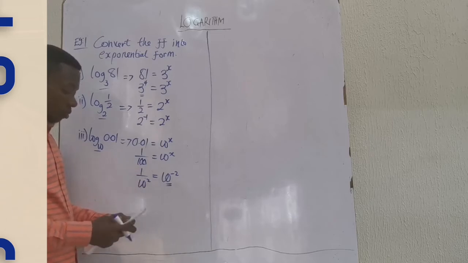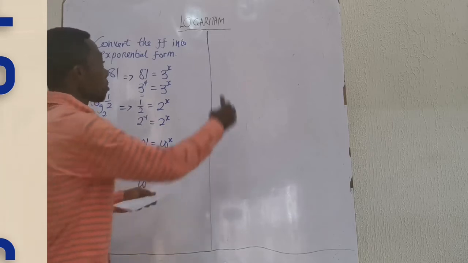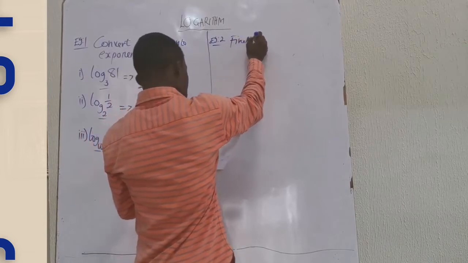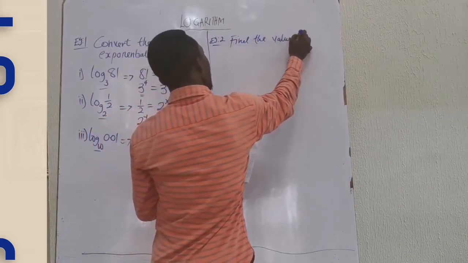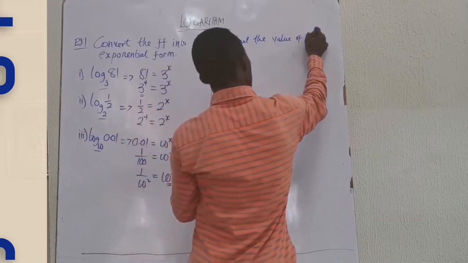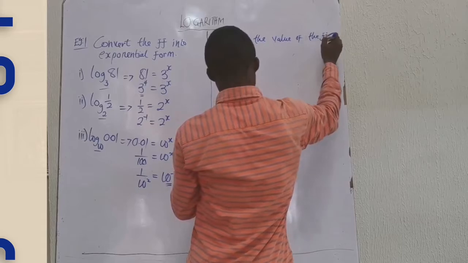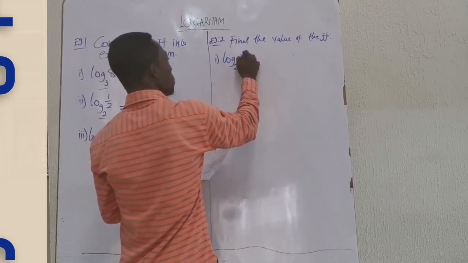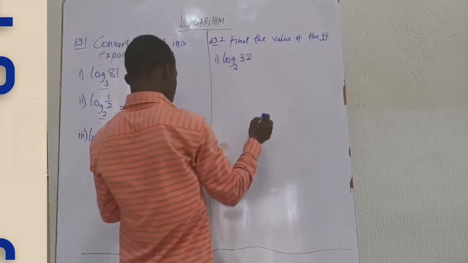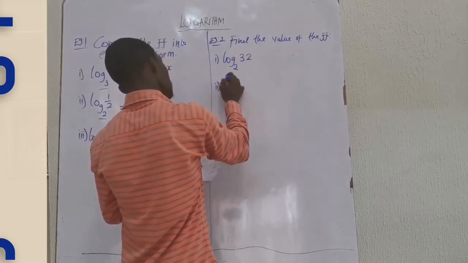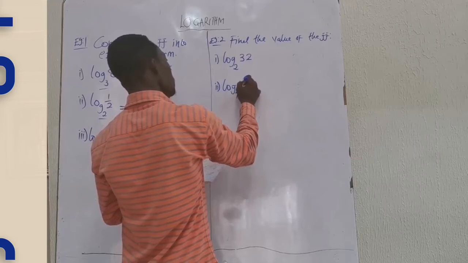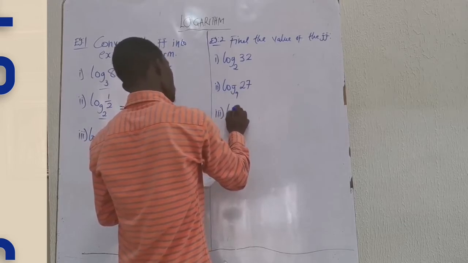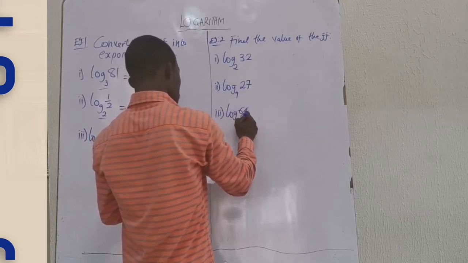So let's continue to work more examples on what we have learned so far. So let's see example 2. Find the value of the following. First, log 32 to the base of 2. Second, log 27 to the base of 9. Then log 64 to the base of 8.